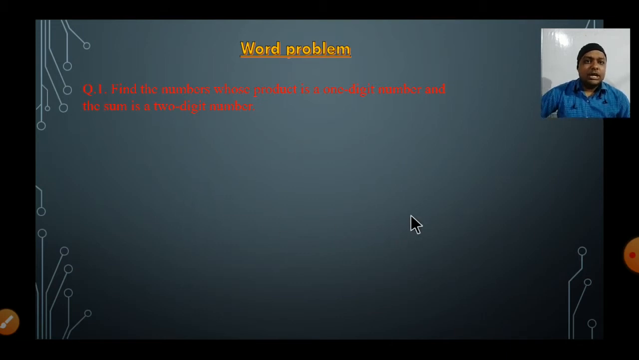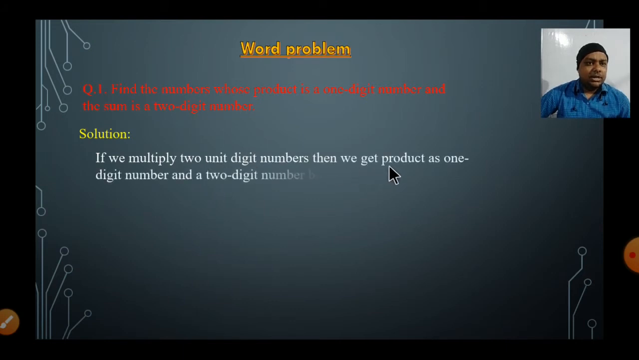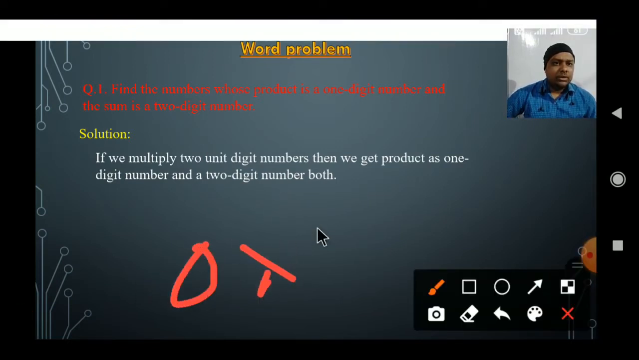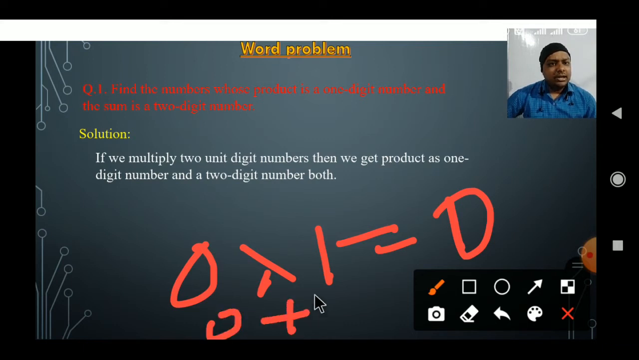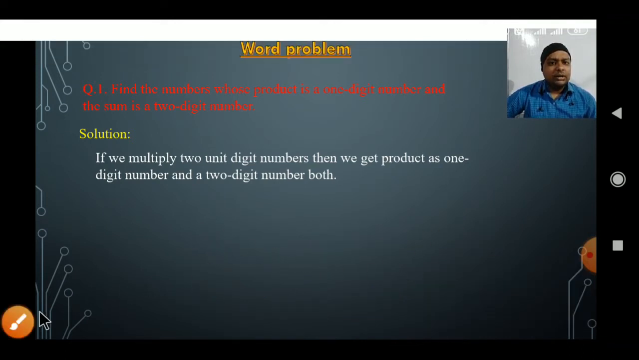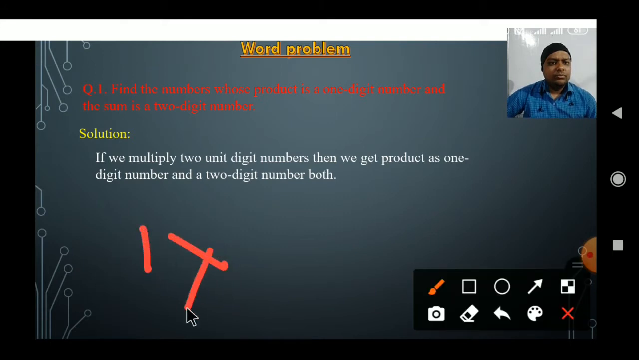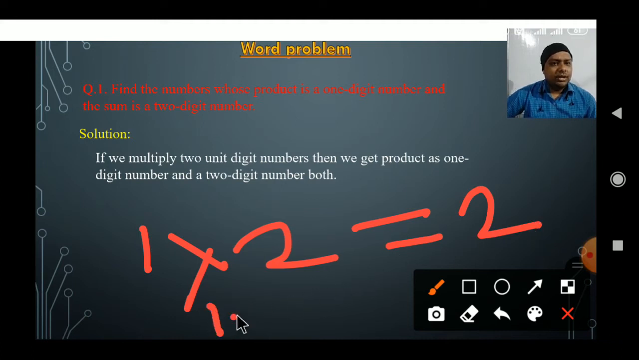It will be possible if we multiply two unit digit numbers, then we get a product as a one digit number and a two digit number both. If you see 0 into 1, then you will get 0, which is a one digit number. But 0 plus 1 is again 1, which is not a two digit number. Now if you see 1 into 2, then you will get 2, and 1 plus 2 is 3.